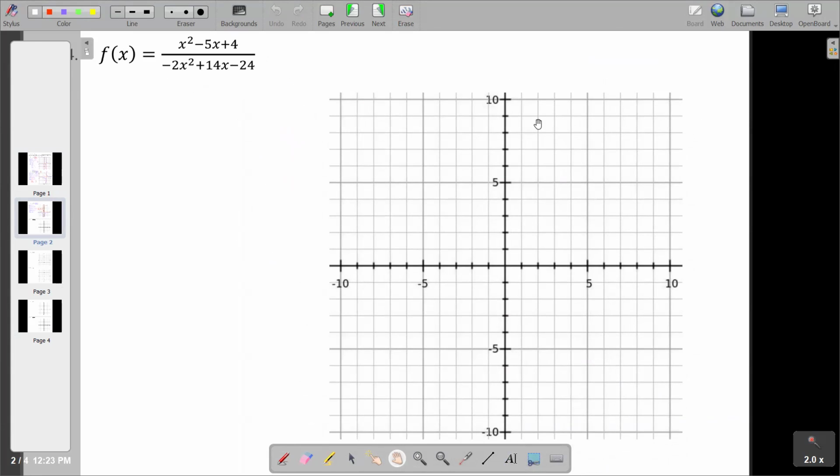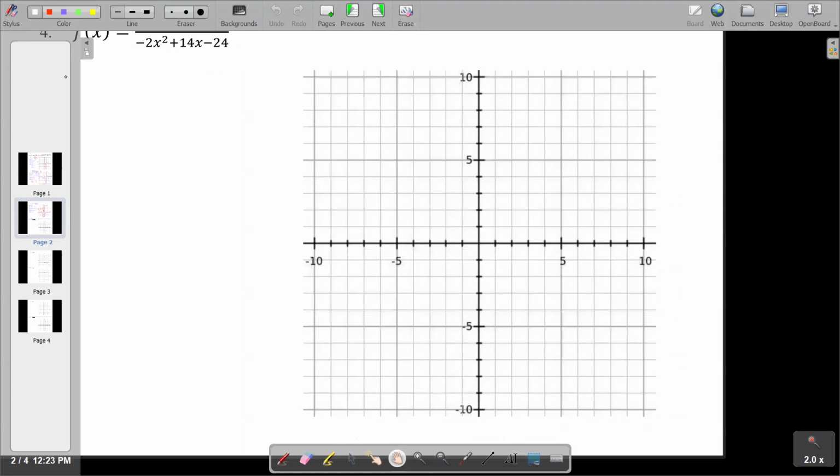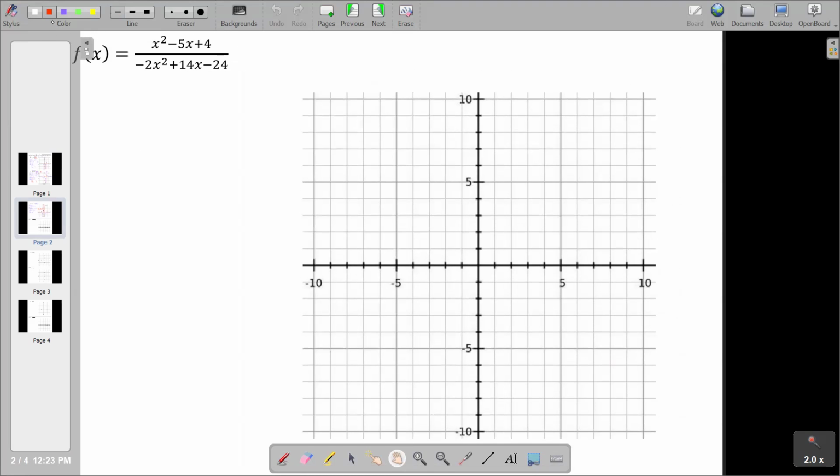Number four, what do we do first? Answer. Thank you for saying that out loud. Yes, factoring is the right answer. So quit your yip yapping over there. So we're going to factor the top of this one, and it's going to be x minus 1, x minus 4.